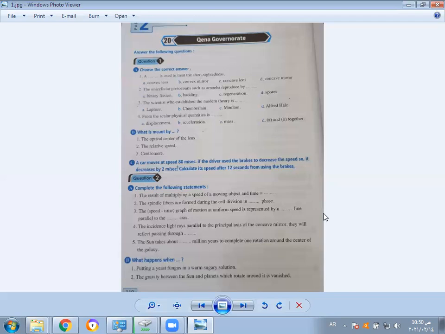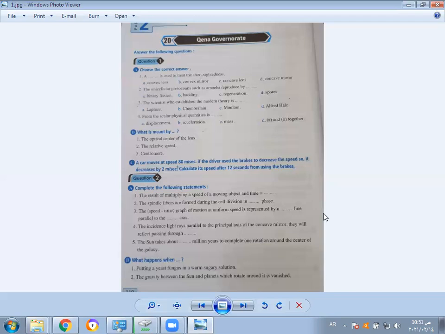Question number 2. Complete the following statements. 1. The result of multiplying the speed of a moving object and time equal distance.